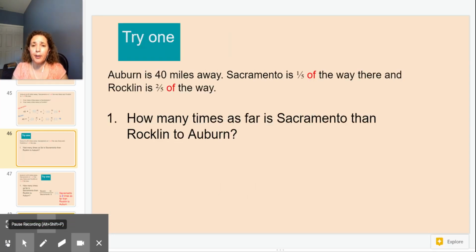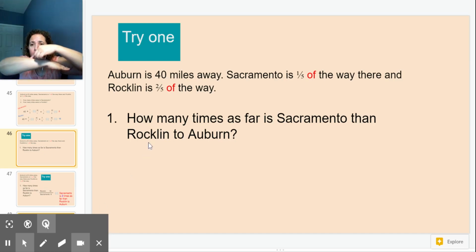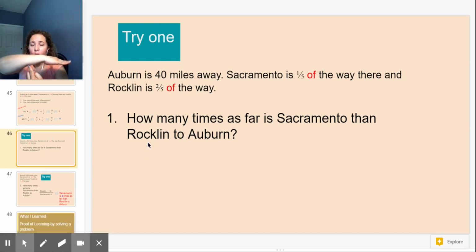All right, so for this one, it's the exact same problem, except now I'm asking you to compare the distances. So how many times as far is Sacramento than Rockland to Auburn? So this is one of those comparisons where we use the comparison bars. And remember, we put what we're comparing, the person we're asking about. So what are we asking about? We're asking to compare Rockland to Sacramento. So try that. See if you remembered how to do that from yesterday, comparing Rockland to Sacramento. Stop the video and see what you get.